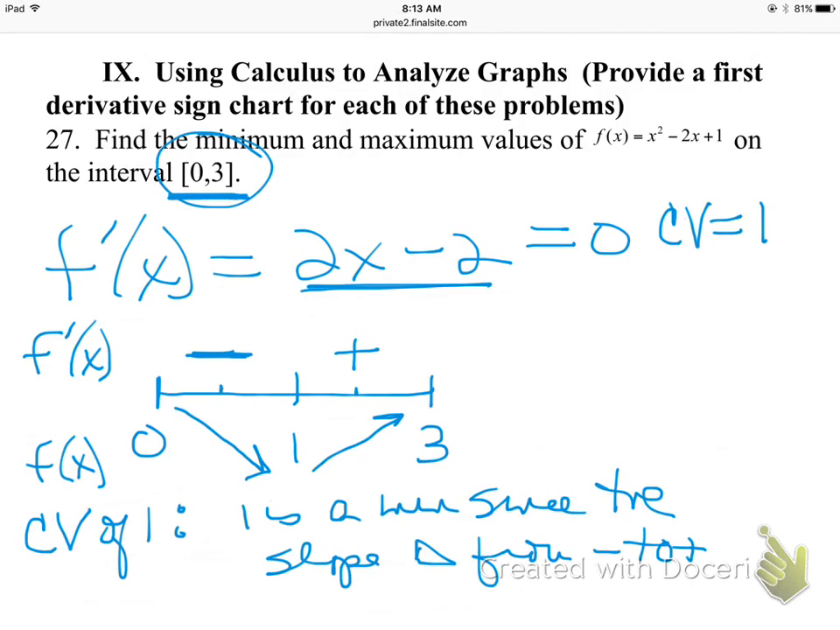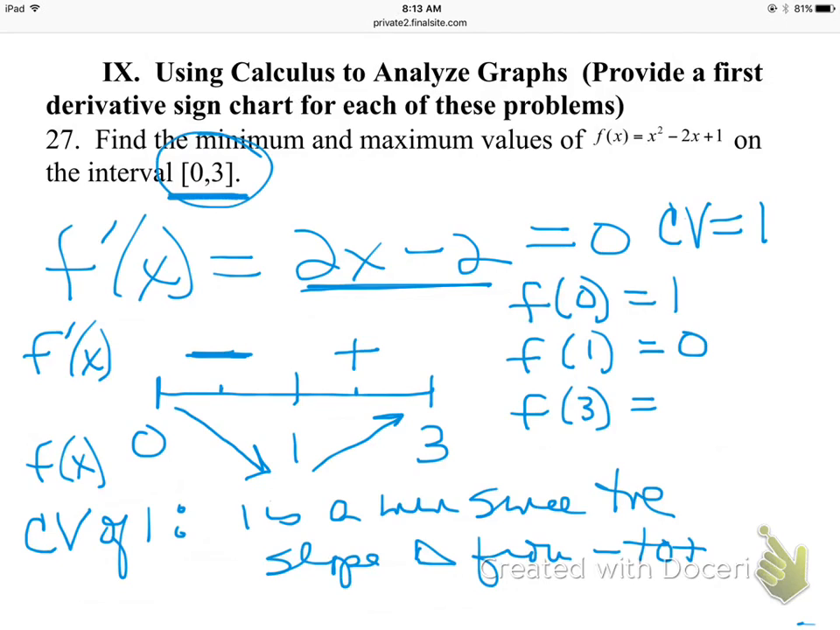So what I'm going to do is I'm going to come over here and evaluate the function at 0, and I get a value of 1 plugging in. I'm going to evaluate the function at 1, and I should get my lowest value. So plugging in a 1, I get 1 minus 2, so that's negative 1 plus 1 is 0. And again, I'm plugging it back into the original function. And if I use a 3, 3 squared is 9 minus 6, that makes it 3, plus 1 is 4.